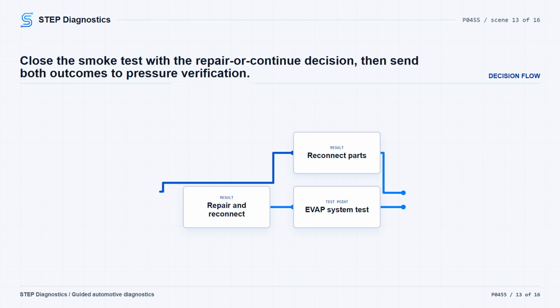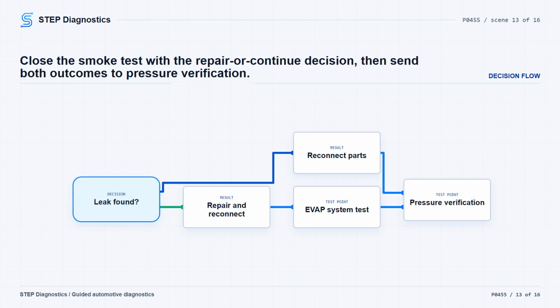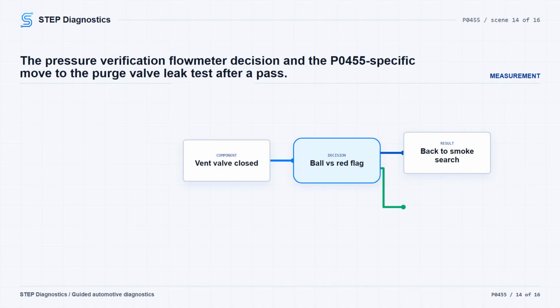If you locate the leak, repair it as needed, reconnect anything disconnected, run the EVAP system test, and continue to pressure verification. If you do not locate a leak, reconnect the disconnected components and continue to the Phase 1 pressure verification test. For the Phase 1 leak verification pressure test, calibrate the flow meter using the 0.20 standard.